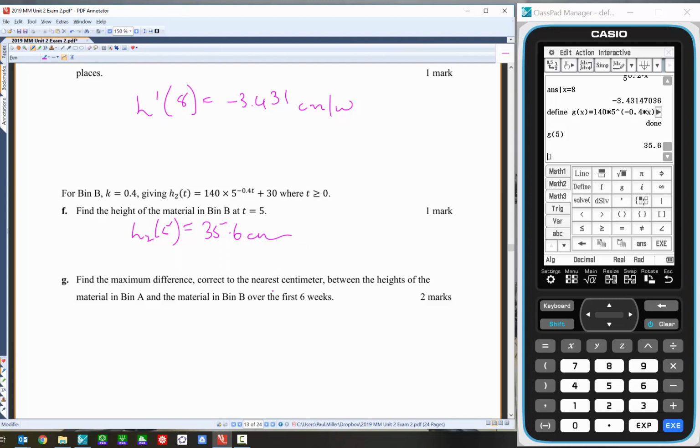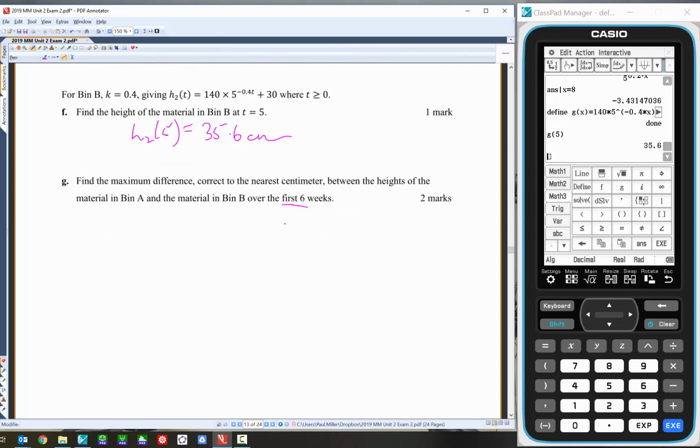Find the max difference correct to the nearest centimetre between the heights of material A and material B over the first 6 weeks. Many of you guys just did H2 of 6, take away H of 6, and assume that the biggest difference would be after 6 weeks, but it's not, okay? So what we're looking for this one is maybe a table or some sort of trial and error, but the reality is it happens. So I just know this from memory.